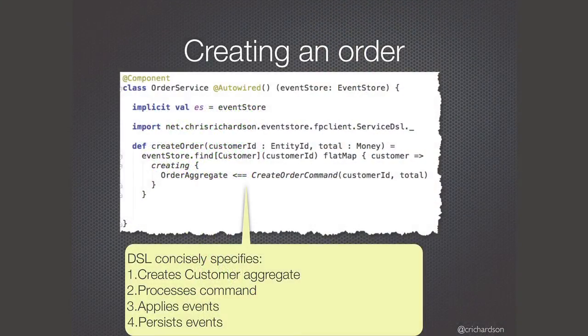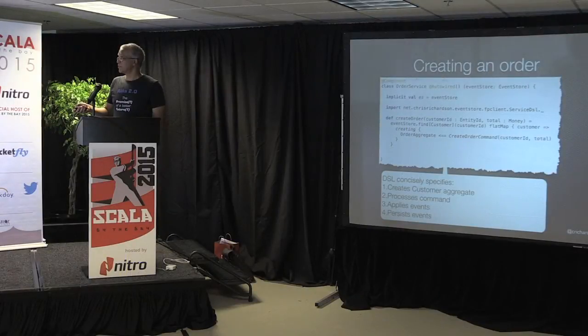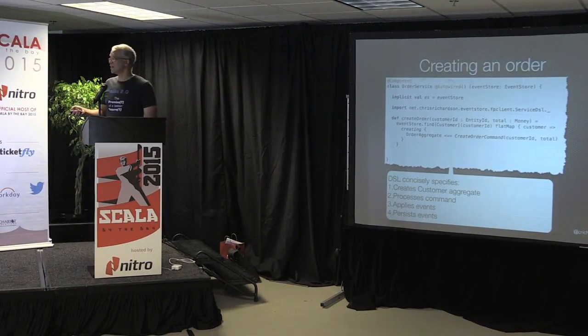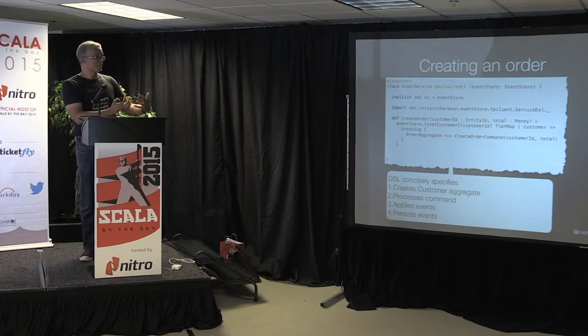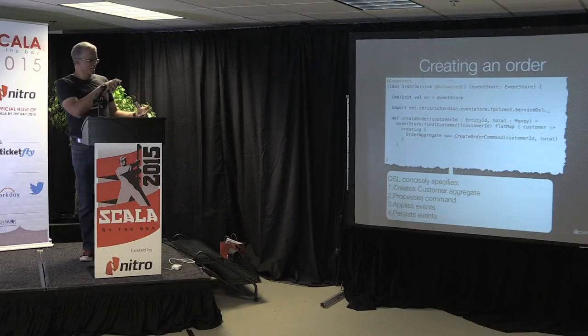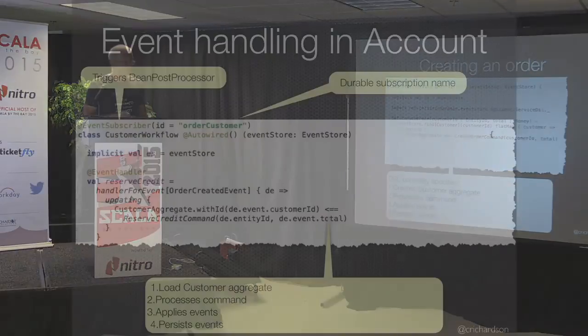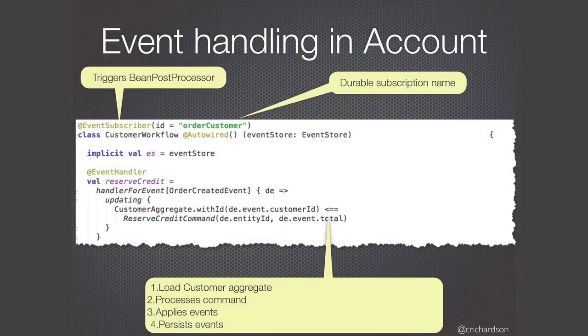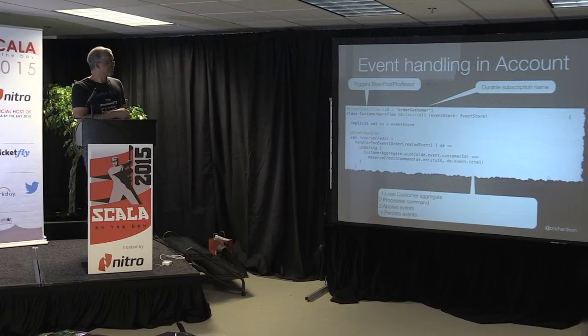So yeah, creating an order, here's what the code looks like. And it's actually implemented in terms of this DSL that's just sort of saying, well, we're creating an order aggregate and we're sending it a create order command, right? And under the covers, it's actually instantiating the aggregate object, processing the commands, applying the events, and then persisting them in the event store. So it's actually picking up this implicit event store under the covers and using it. So that's quite nice. And then that's resulting in an order created event being persisted in the event store and then being published. And here's the event handler for it.